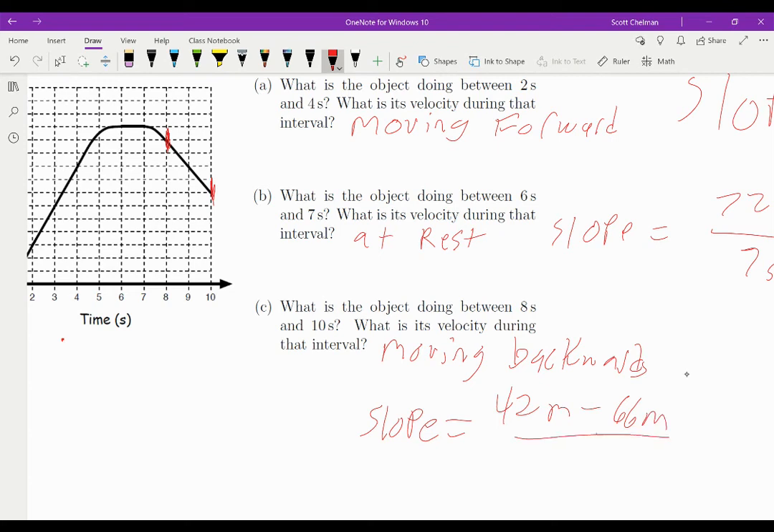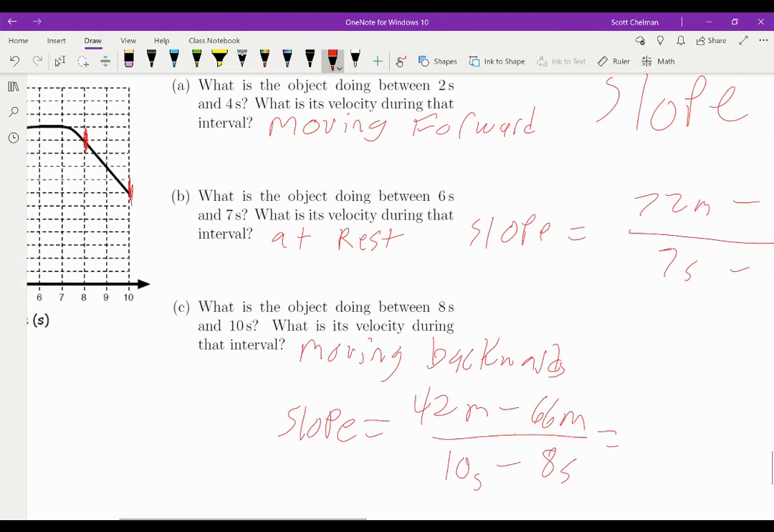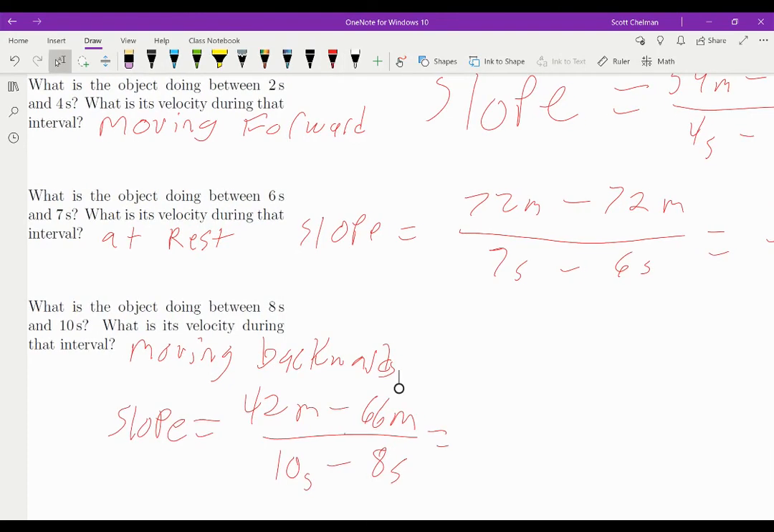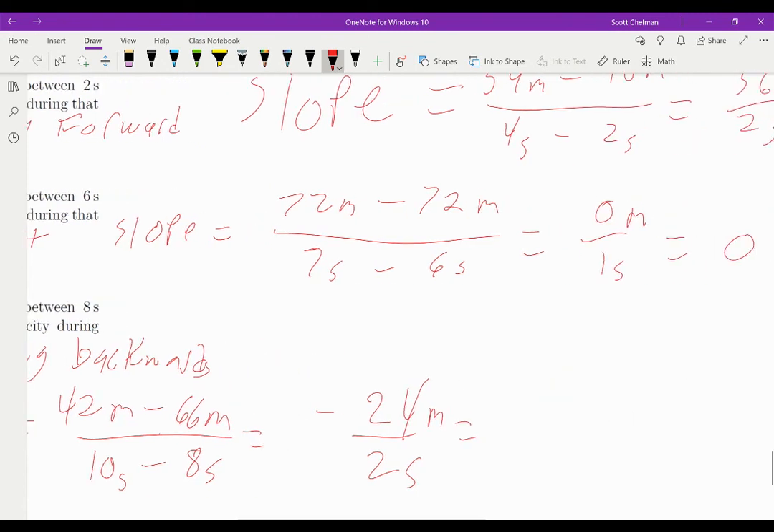Okay, so we have 10 seconds minus 8 seconds. So that's going to give us negative what? Over 2. Okay, so then that'll be about negative 12.